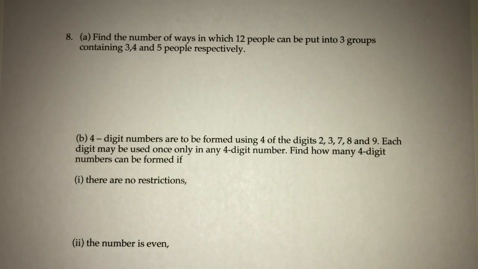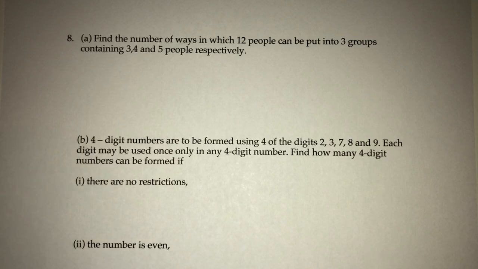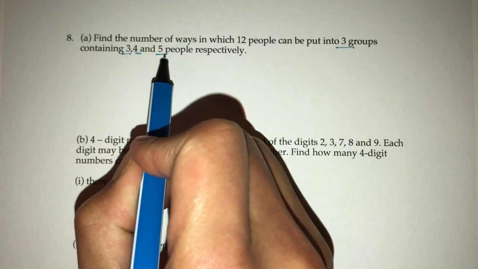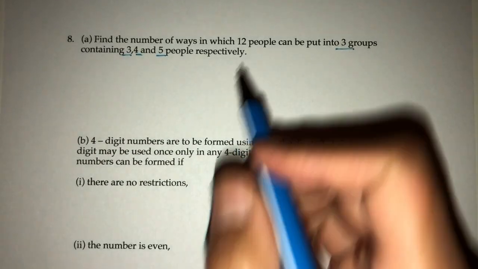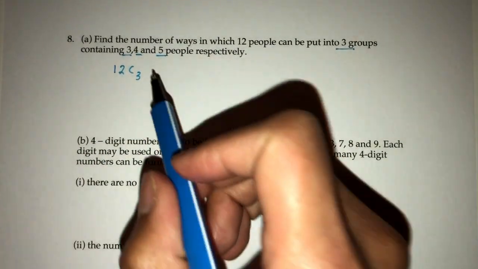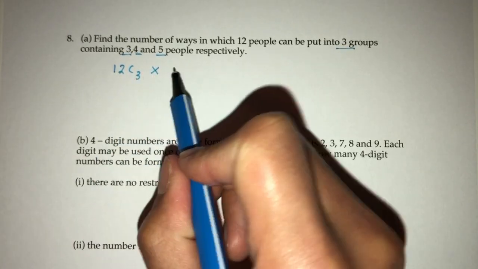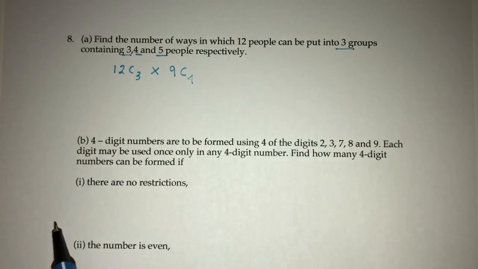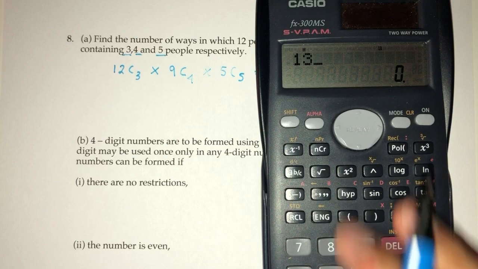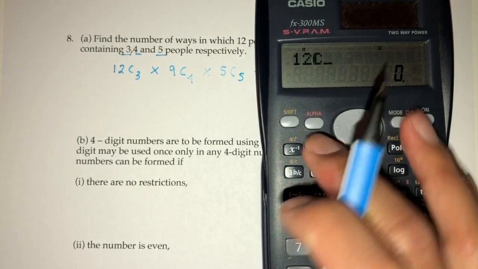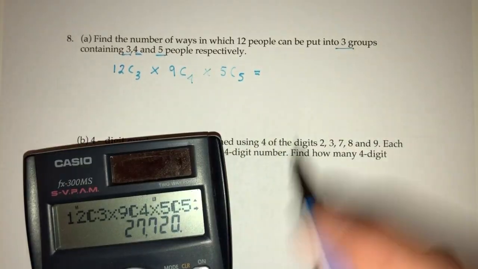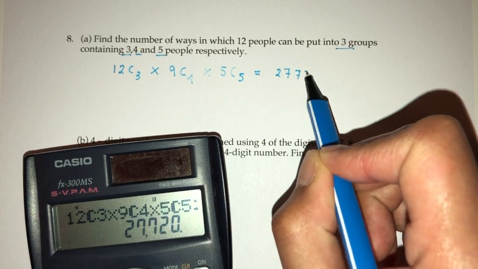Now let's move on to question number 8. So we have to find the number of ways in which 12 people can be put into 3 groups of 3, 4, and 5 people respectively. So pretty easy. First is 12. We have to choose 3 people, right? That's for the first group. And then from the remaining, 12 minus 3 is 9, we choose 4 people. And then 5, choose the 5 people. So 12 choose 3 times 9 choose 4 times 5 choose 5. That will be 27,720.